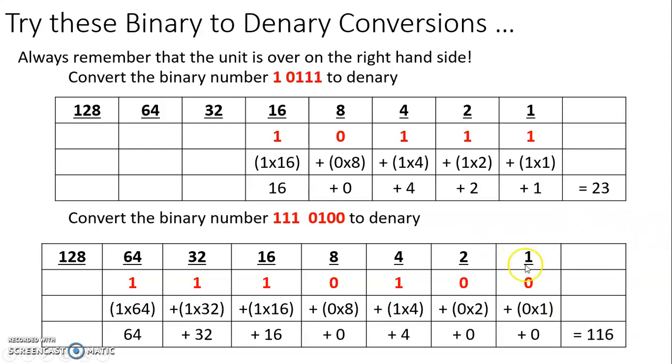Again, the way we can check this is to ensure that we've copied the binary number across correctly, and then wherever we see a 1, we just simply add up the placeholders, so 64 plus 32 plus 16 plus 4 will give us a total of 116.